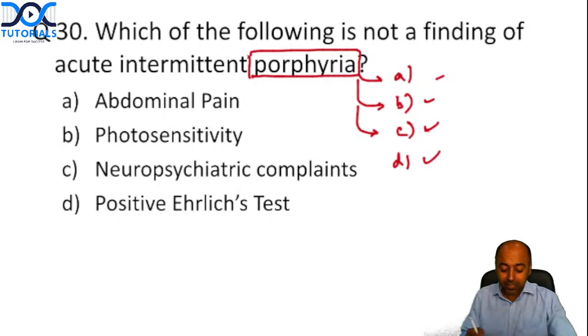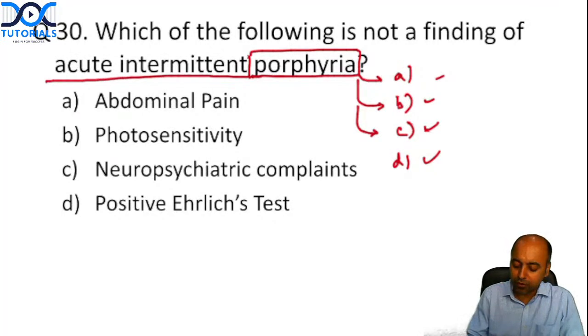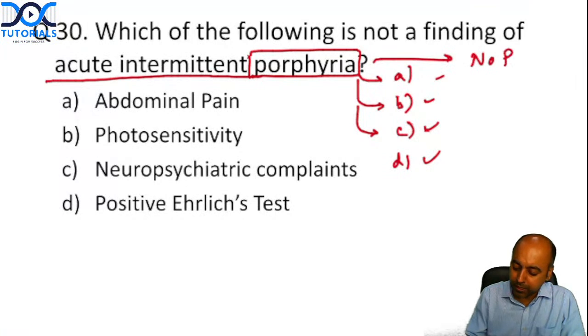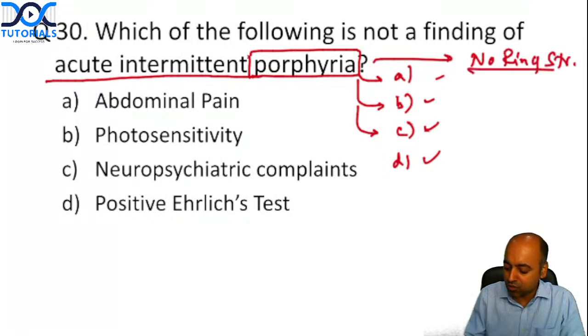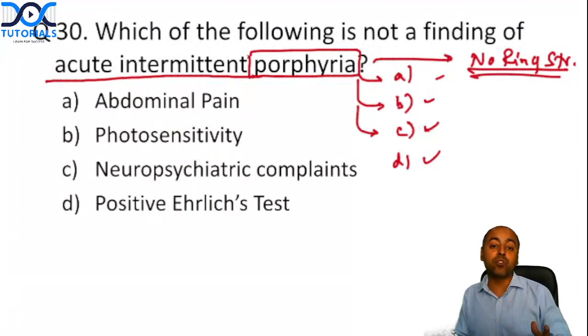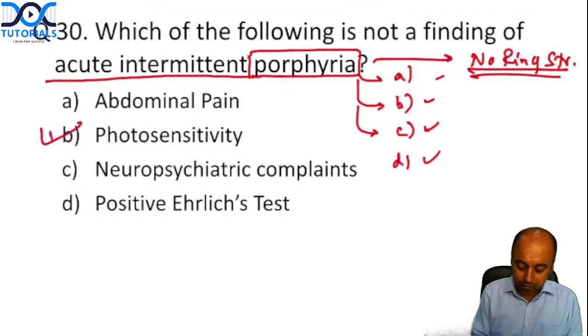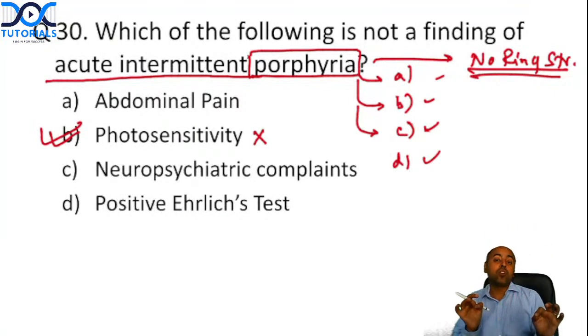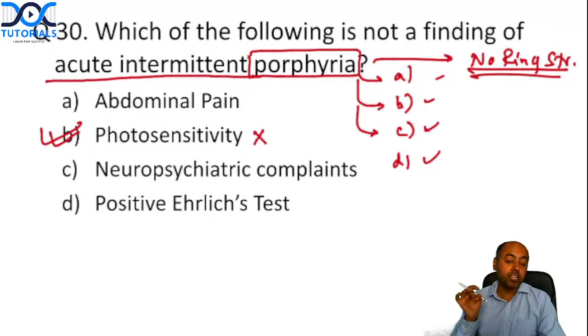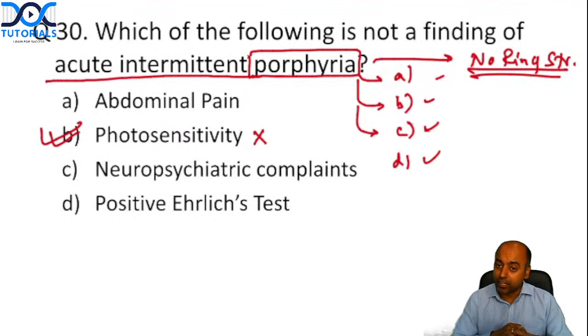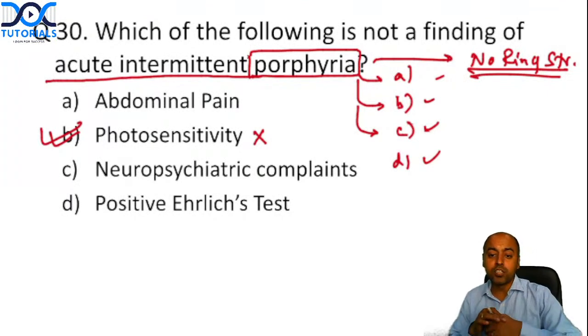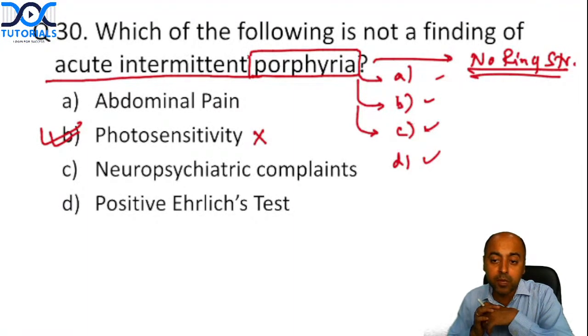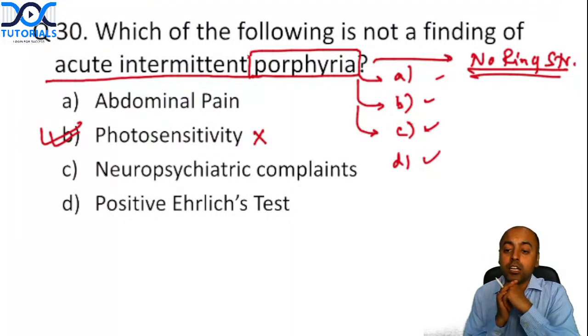So what is the problem here? Here we are talking about acute intermittent porphyria. In acute intermittent porphyria, what you have to keep in mind, a ring structure has not yet been formed. Because the ring structure has not yet been formed, the photosensitivity will not be there. All the other porphyrias, the photosensitivity will be there except for acute intermittent porphyria. So keep this in mind. Photosensitivity is absent in acute intermittent porphyria.